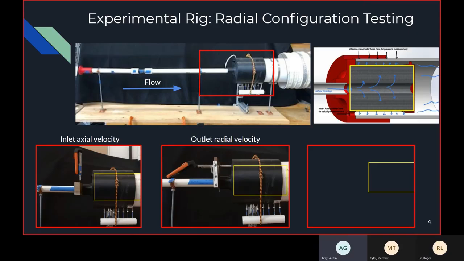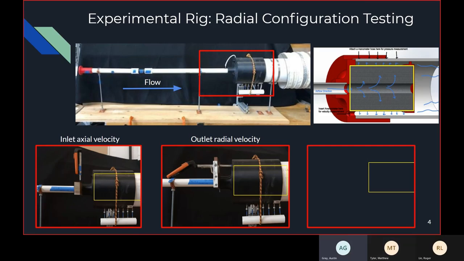Our second primary configuration is the radial flow configuration. Shown in red is the radial test section, and shown in yellow on the right picture is the mesh roll. That right picture shows the cutaway view of our radial test section, where we have a flange, a 6-inch pipe, the mesh roll, and the backstop to stop the flow from going out the end.